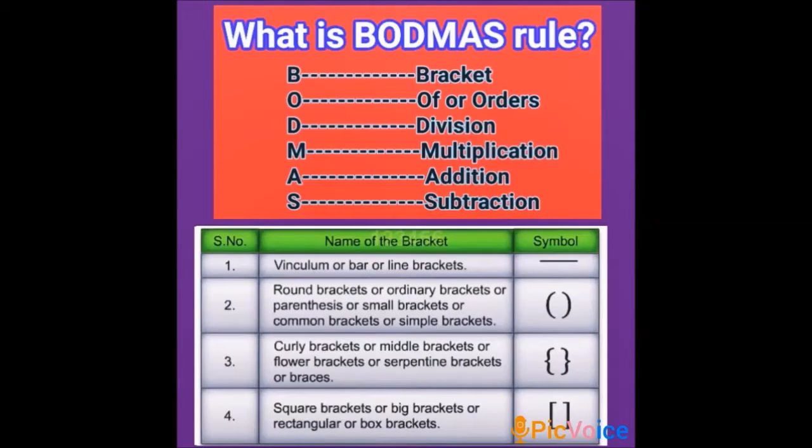Similarly, we can find the other names of curly brackets. They are middle brackets or flower brackets or serpentine brackets or braces. Similarly, the other names for square brackets are big brackets or rectangular brackets or box brackets. If an expression contains such brackets, first you have to evaluate the vinculum, then simple, then curly, and then square. It's clear, children?